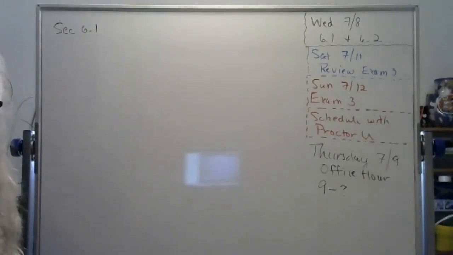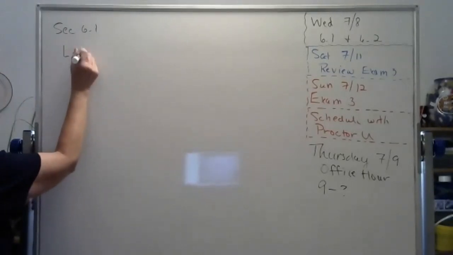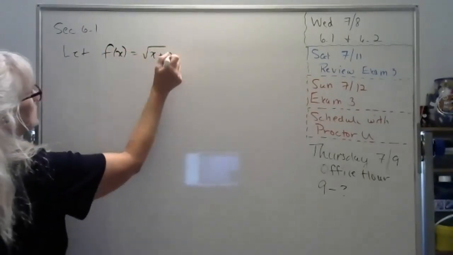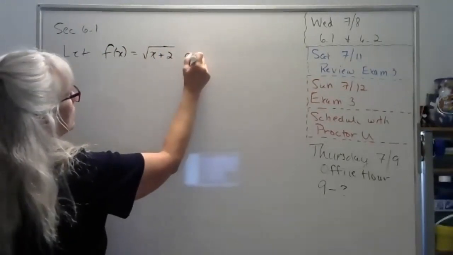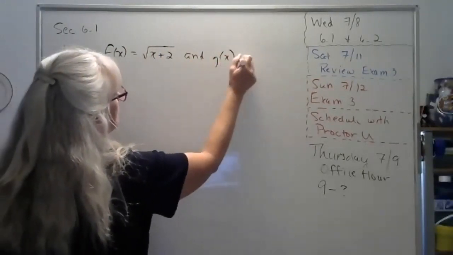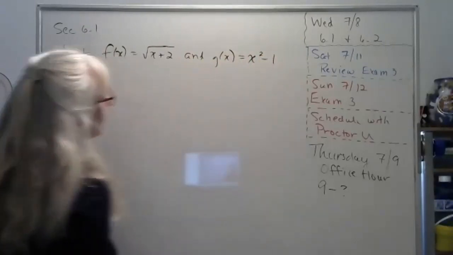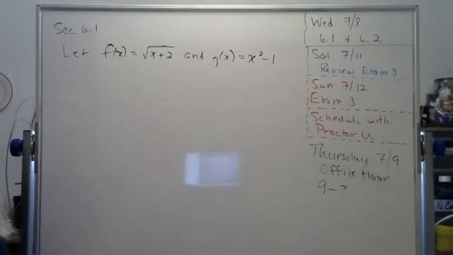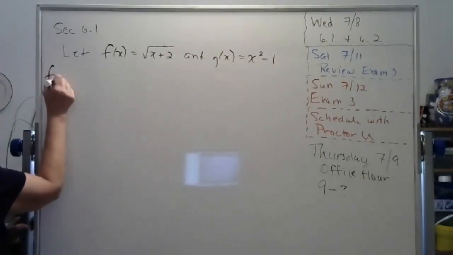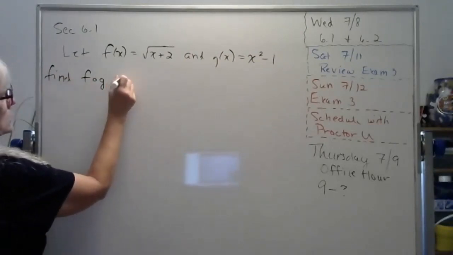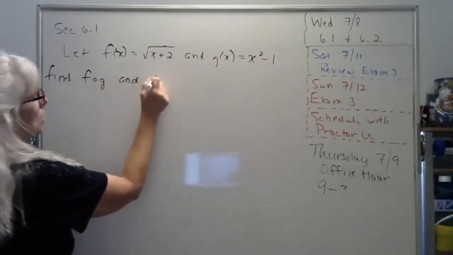I just want to make sure that we're okay. So let's let f of x be the square root of x plus 2. And we're going to let g of x be x squared minus 1. So f of x is equal to the square root of x plus 2. G of x is equal to x squared minus 1. So let's come in and find f compose g and the domain. And we'll only do one of them.